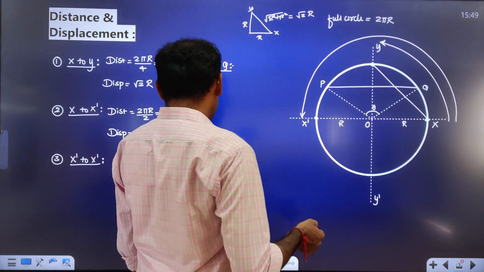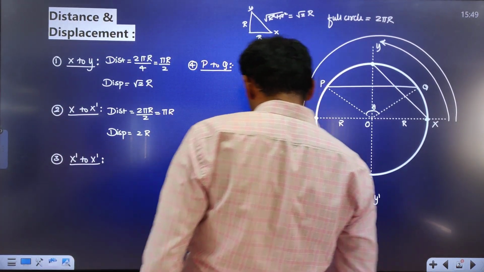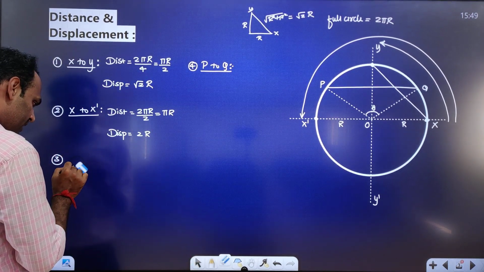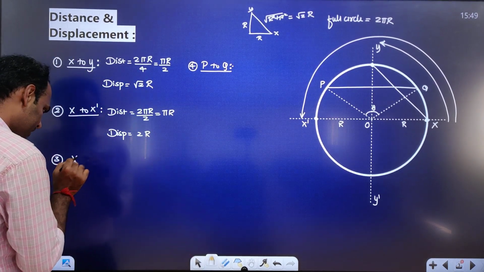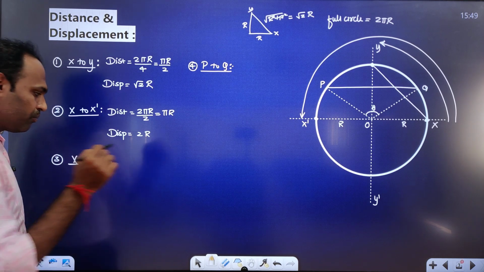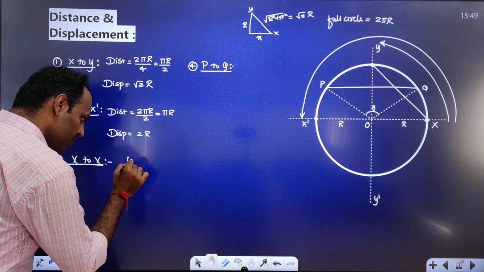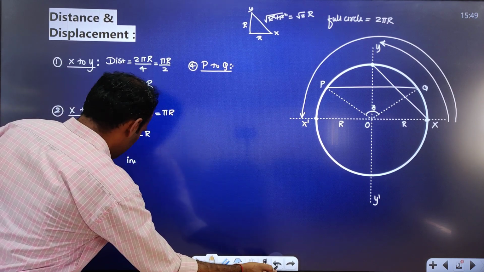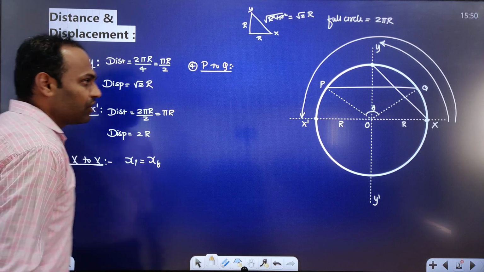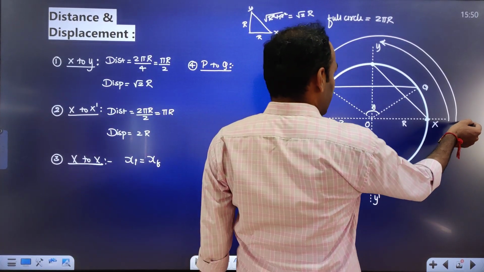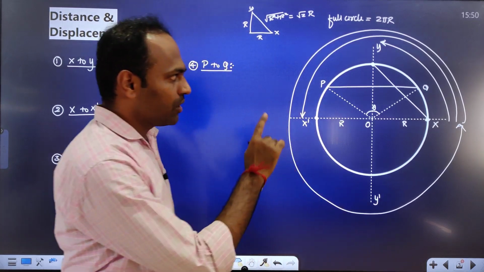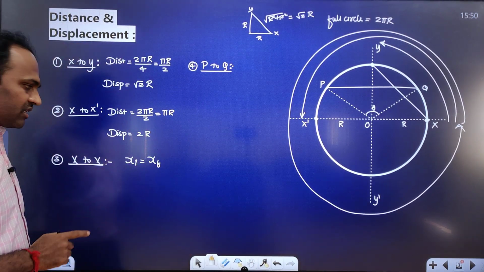Now we are traveling from x dash to x dash. Okay, let us take it as x to x instead of x dash to x dash. Here the initial position and final position are the same. Initial position is equal to final position. We are starting from x and we are coming back to x. So initial position is x only, and final position is also x only.